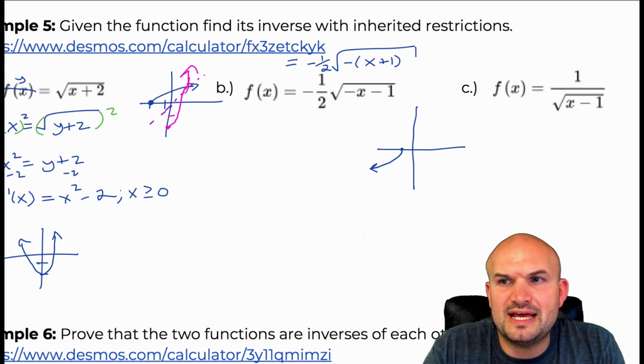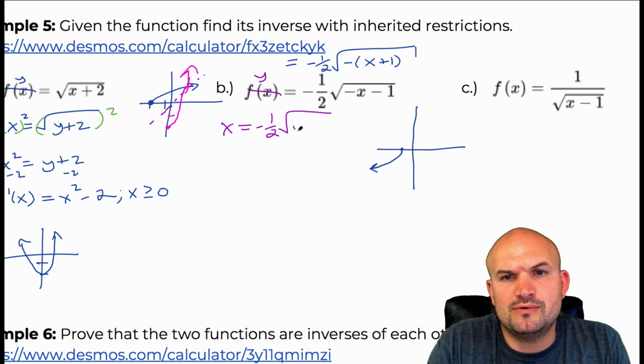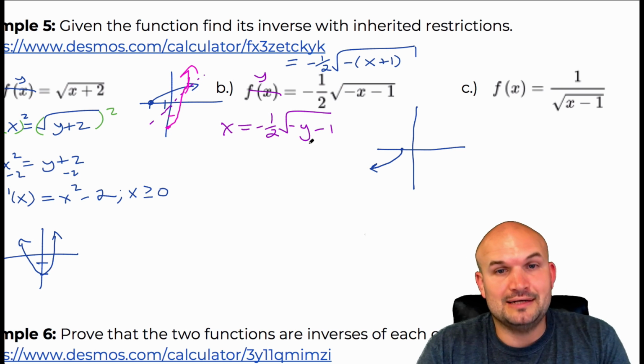All right, now let's get into the algebraic technique of finding the inverse. So, replace f(x) with y, and swap the x and the y. Therefore, we're left with x equals negative 1/2 square root of negative y minus 1. Okay, so now there's a lot going on here.